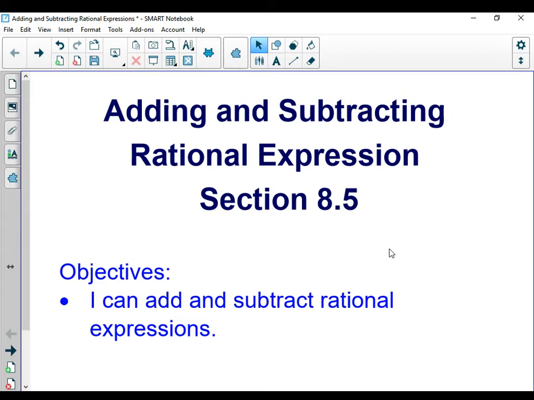Subtracting. So yesterday we did simplifying, multiplying, and dividing. And they all went hand in hand. That's why we did them all in one day. So today we are doing adding and subtracting. Tomorrow we're going to do solving. Thursday we're going to do graphing. And Friday, oh thank goodness, will be a review/quiz day.